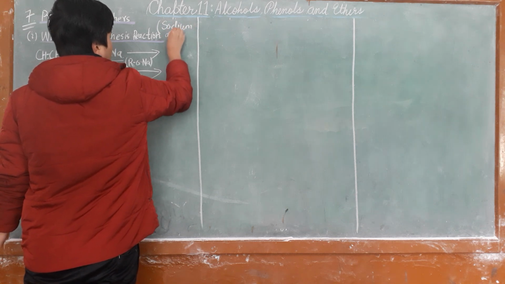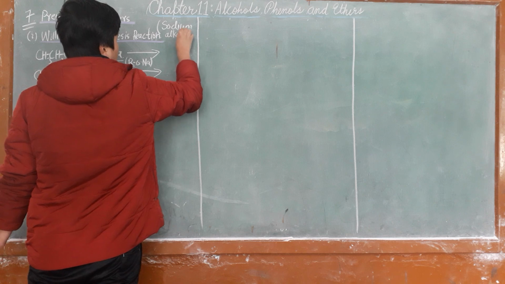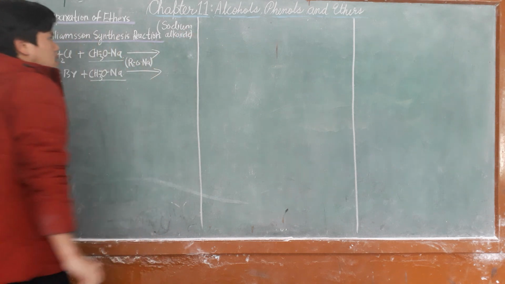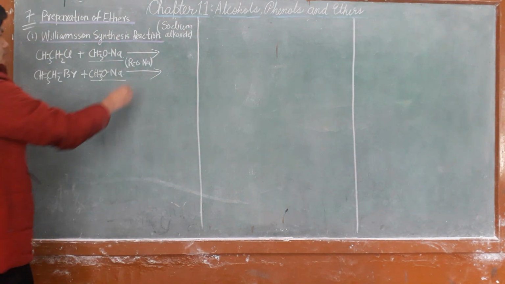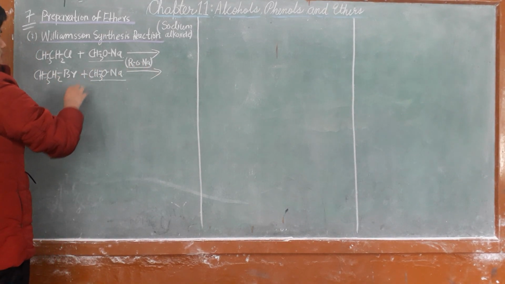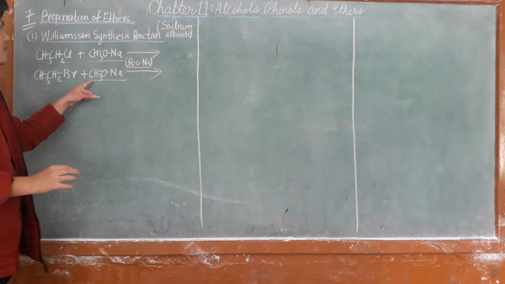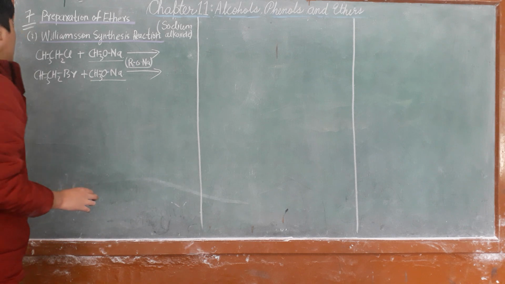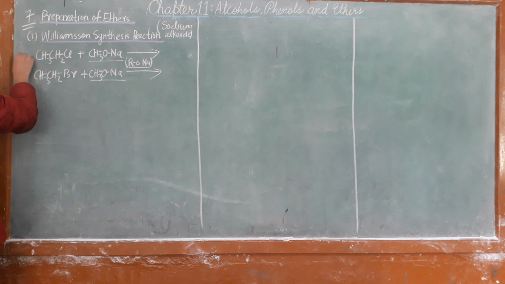Sodium alkoxide, RONa. So R can be anything; for simplicity we take CH3. These are primary alkyl halides.